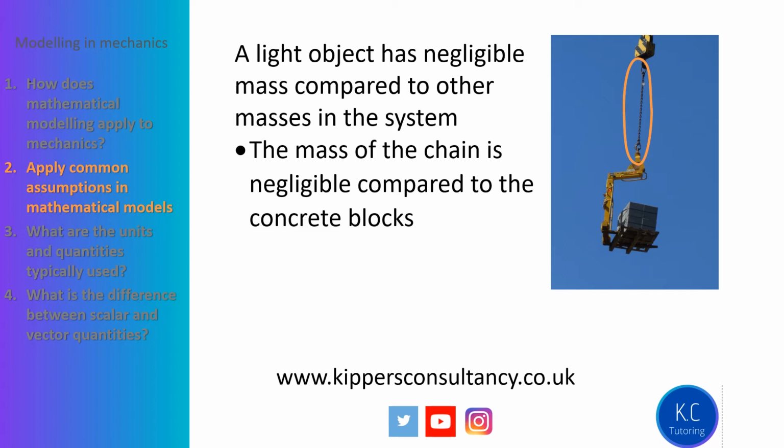A great example is this crane lifting up the pallet of bricks. It's using, and I've highlighted here in orange, a chain. It's using a chain to lift up the pallet of bricks. The chain is much lighter in mass compared to the bricks and the thing that's holding the bricks and the crane itself. So because the mass of the chain is so much smaller, we can say that the mass of the chain in this instance is negligible. The chain is a light object.